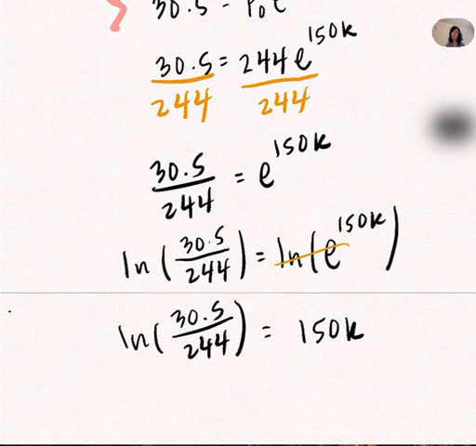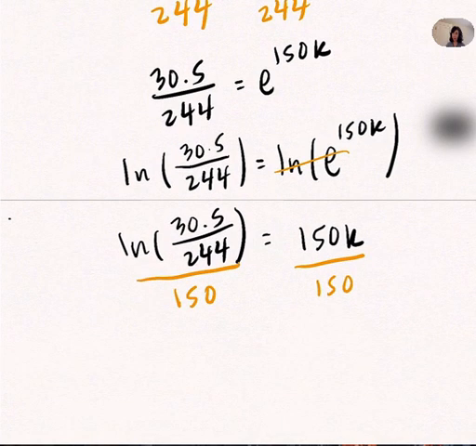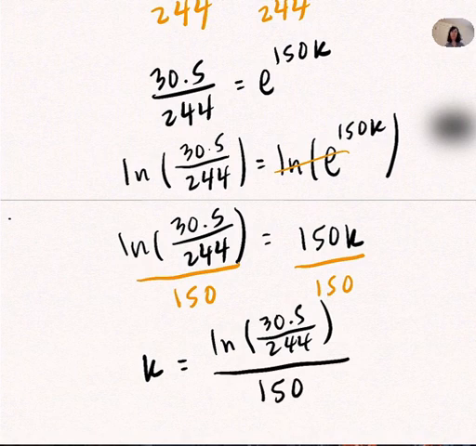All I have to do now is divide both sides by 150. And if I divide both sides by 150, I've solved for k. It's pretty complicated looking, but we have an exact form for it. Okay, so it's a little bit complicated looking.